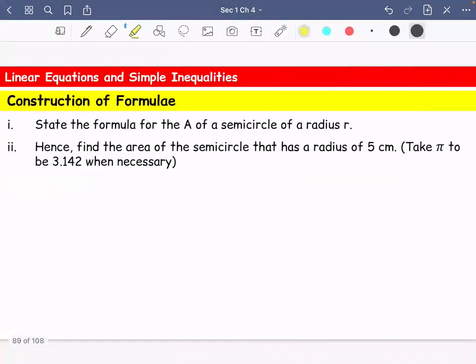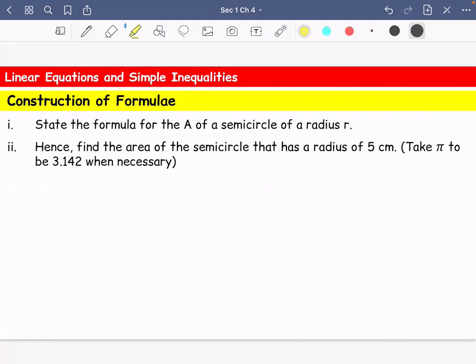All right, so let me have one more example for constructing a formula or formulae. Now, this one is not in your book, so please listen carefully. Okay, so let's have number 1. State the formula for the area of a semicircle of a radius r.